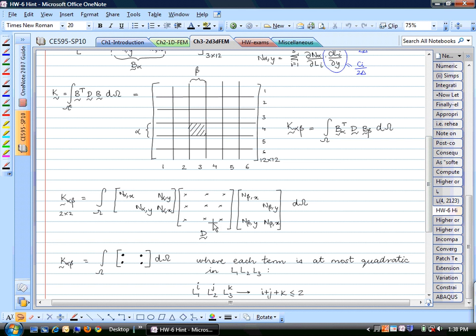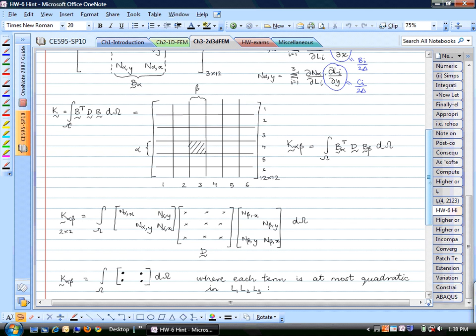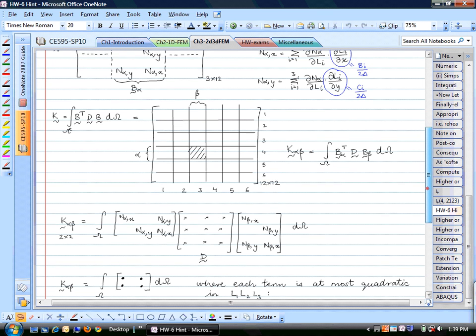What is the size of this matrix going to be? 2 cross 2. And this is the same 2 cross 2 that goes in here pretty much. But the thing to note here is that this 2 cross 2 is very easy to calculate. You don't need to ask MATLAB to do symbolic math and all that stuff for this.